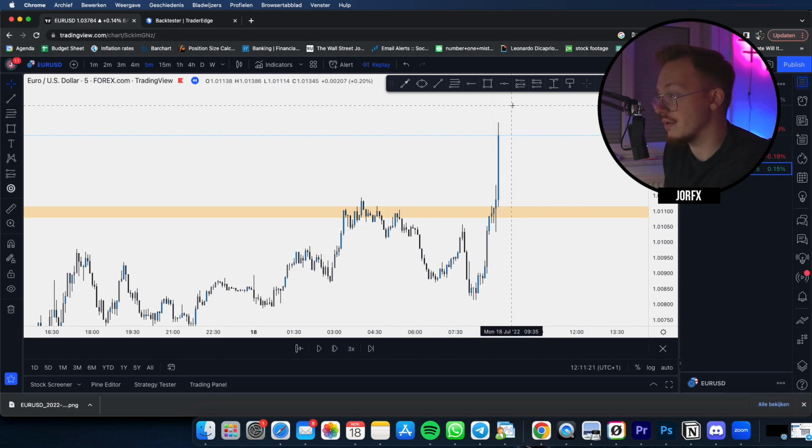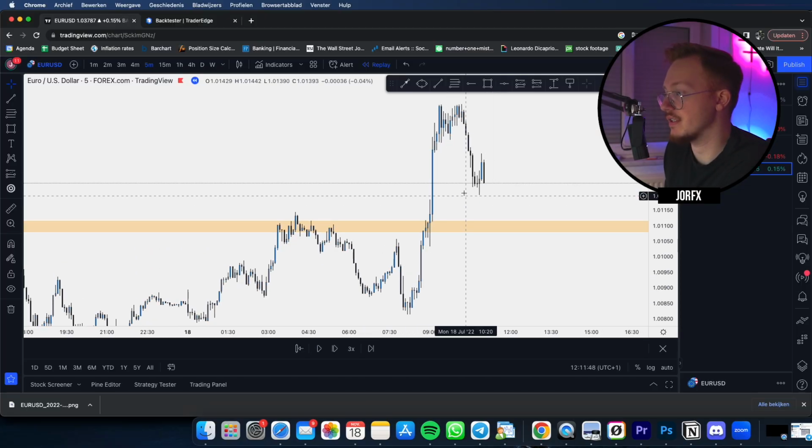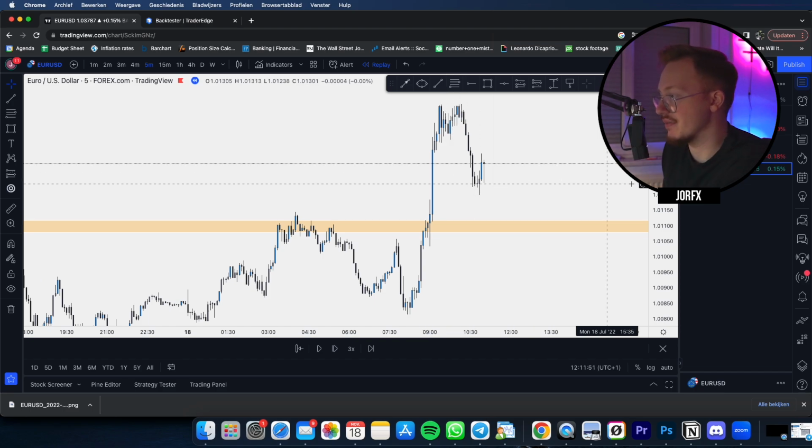Price could make massive moves like this, but never ever pull back. That's not a trade for you. At that point you missed it, but that doesn't matter. That's part of the game, guys. Let's see what it does. Bam. As you can see right here, price came back a significant amount.